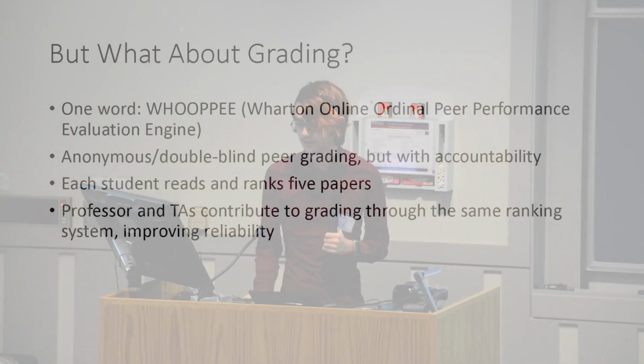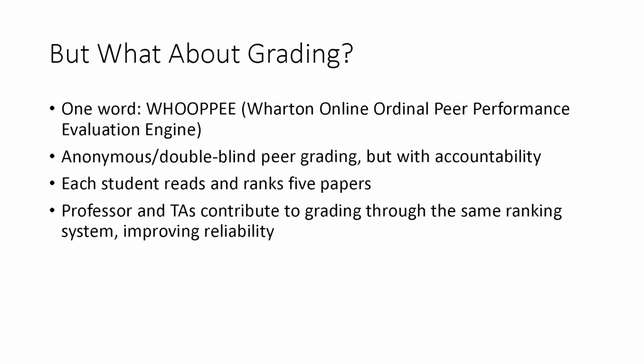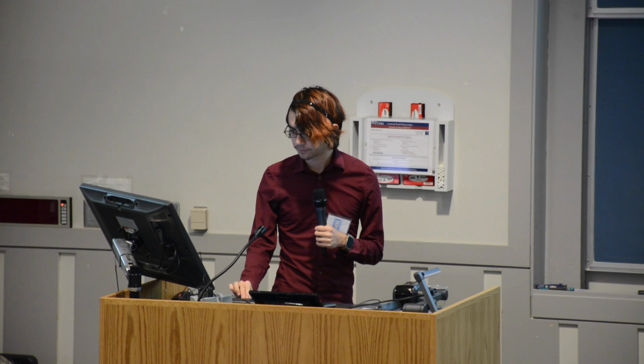So then, in terms of grading, since that's a big topic of today, one word for grading, whoopee. My favorite acronym, as coined by the brilliant Daniel McCarthy, I believe, who is a PhD student in the stat department. So, as Fader said, it's anonymous, double-blind peer grading, but there's accountability built into the algorithms so that people can't try to purposely sabotage the scores by giving a good paper a bad rank or anything like that. And so it's a very reliable and very comprehensive grading system.